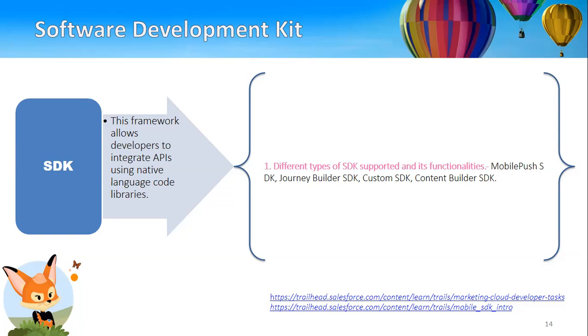But in Marketing Cloud, where will we use this SDK? When you learn mobile push, you'll understand when we'll be using it. Mobile push SDK, Journey Builder SDK, and Content Builder SDK are some of the major SDKs available in Marketing Cloud. As I told you about Content Builder and content blocks, if you want to create custom content blocks, you can use the Content Builder SDK. With that support, you can create your own custom block.